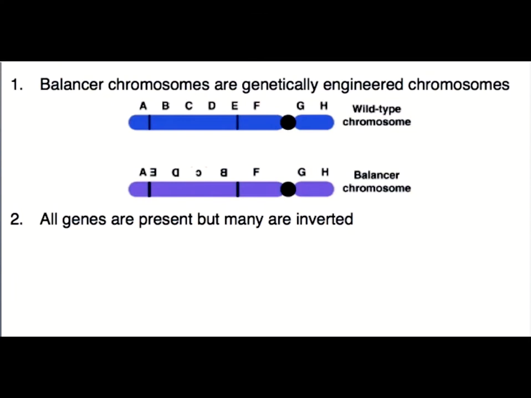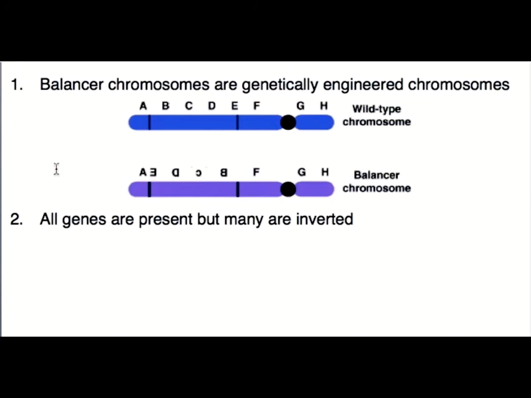Balancer chromosomes are fake. This is something that I missed when I first learned this, and I think it's really important for you to understand that these are engineered chromosomes. The wild-type chromosome has genes that are in order. They're always in this order so that when the chromosomes align, crossing over can take place. And this increases genetic diversity. You want this in a population because statistically it will increase survival.